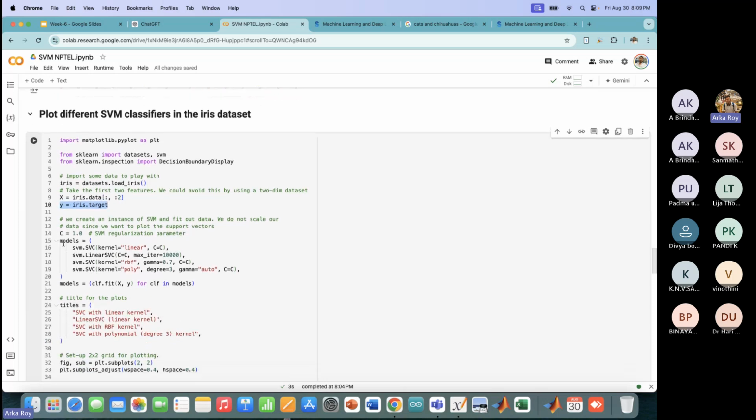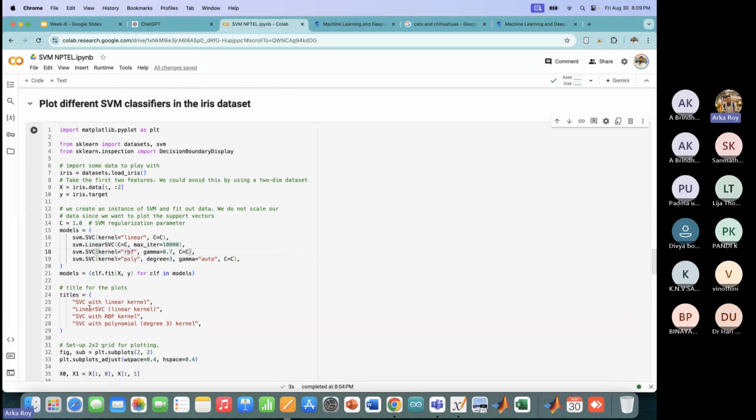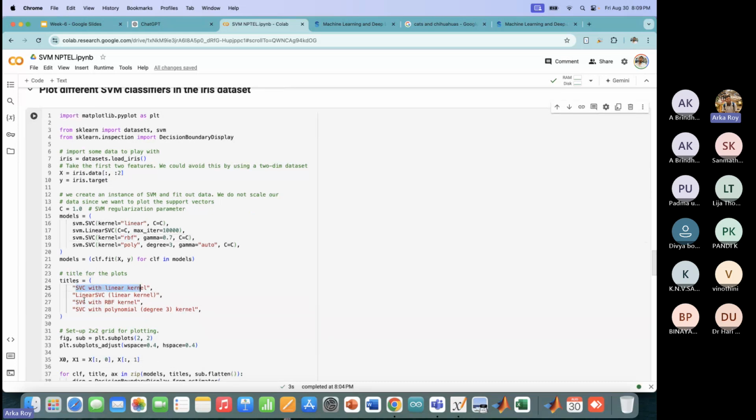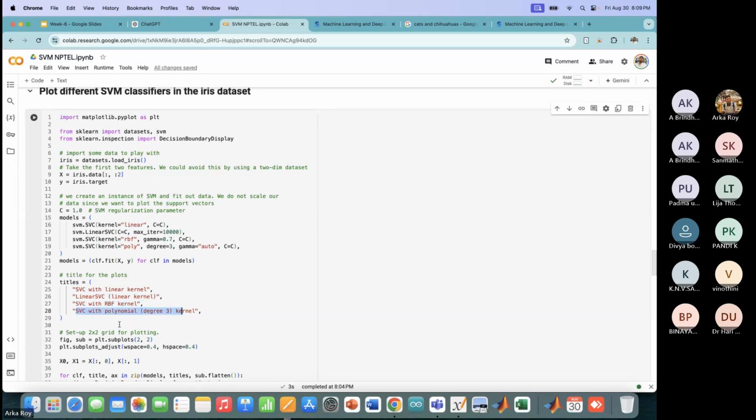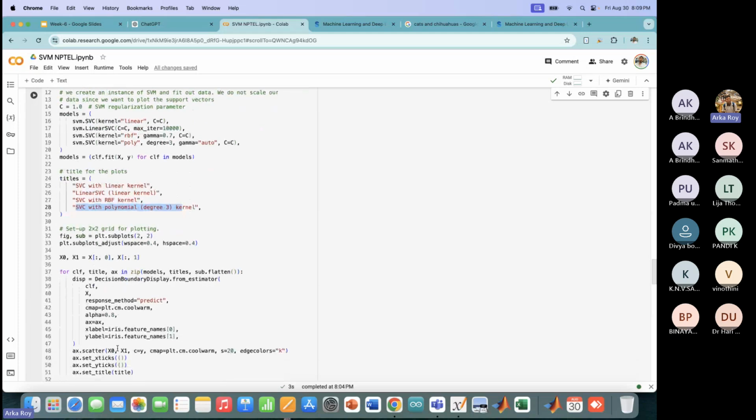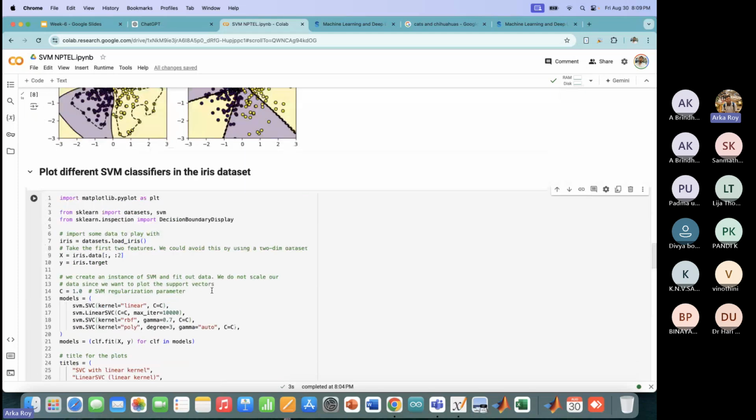And then I can write the model: linear kernel, linear SVC with maximum iteration. I can set the optimization to go till 100 iterations, then RBF and polynomial. And these are the titles for the linear kernel, the linear kernel with iteration 100, radial basis function, and polynomial with degree 3.